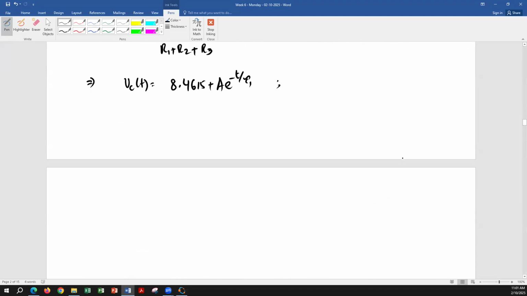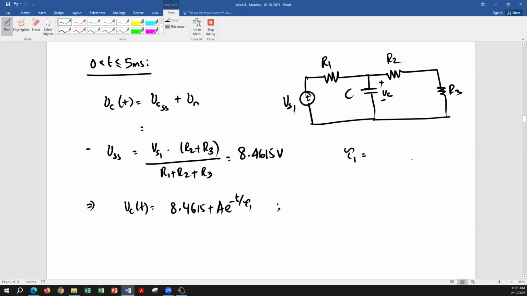Okay, question. What is going to be the time constant value? We're going to call it tau 1 because again, the circuit is going to be different after 5 milliseconds, and we're going to have another time constant. But from this circuit, how are you going to figure out what is the time constant value? Who's going to tell me that?